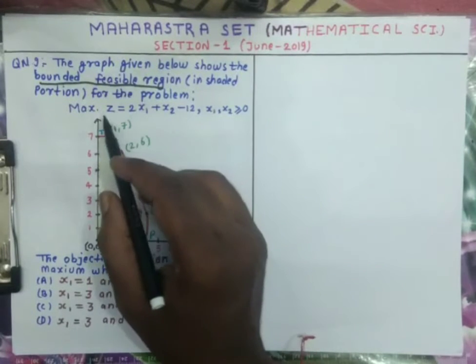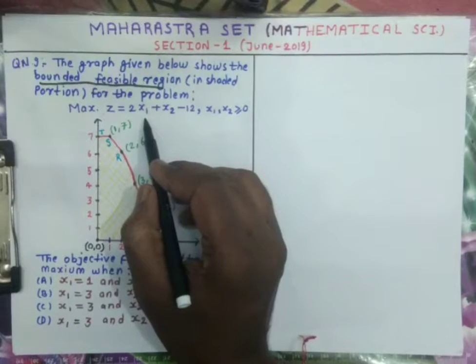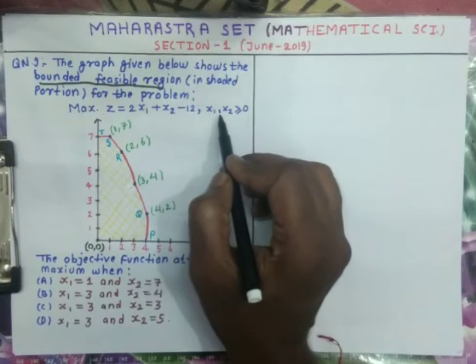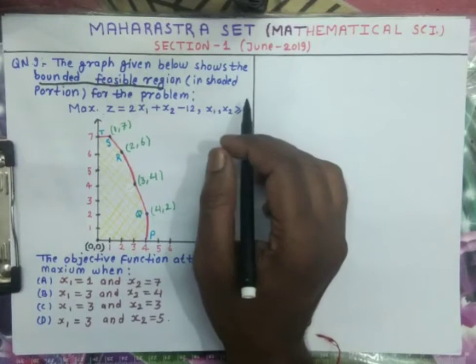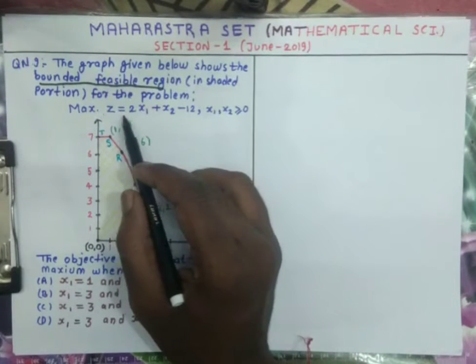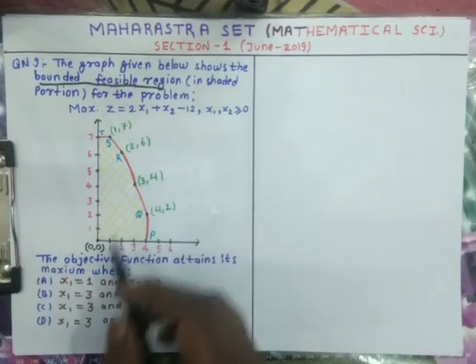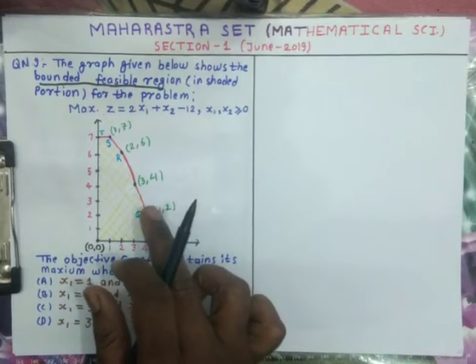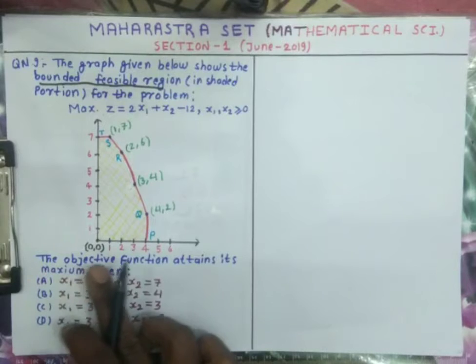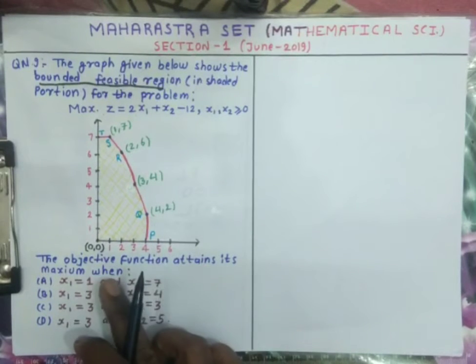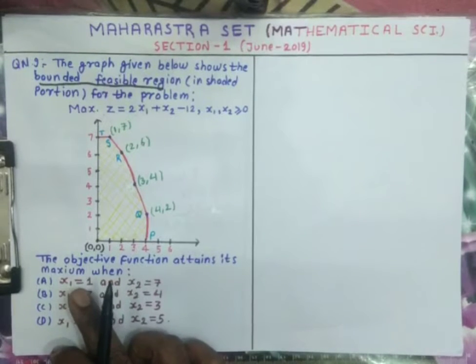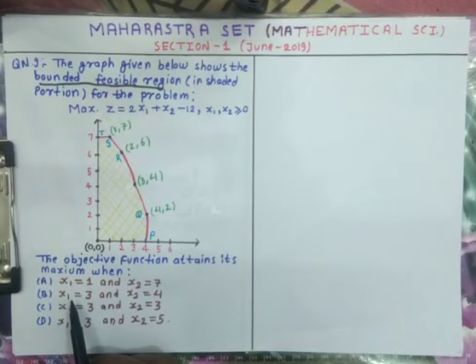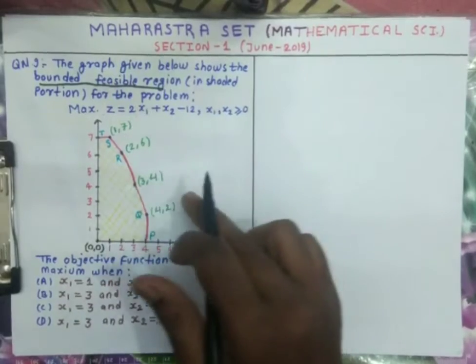For the LPP problem, maximize z equals 2x1 plus x2 minus 12, where the constraints are x1 and x2 greater than or equal to 0. The question says the objective function attains its maximum value when: option A, x1 equals 1 and x2 equals 7; option B, x1 equals 3 and x2 equals 4; option C, x1 equals 3 and x2 equals 3; option D, x1 equals 3 and x2 equals 5.